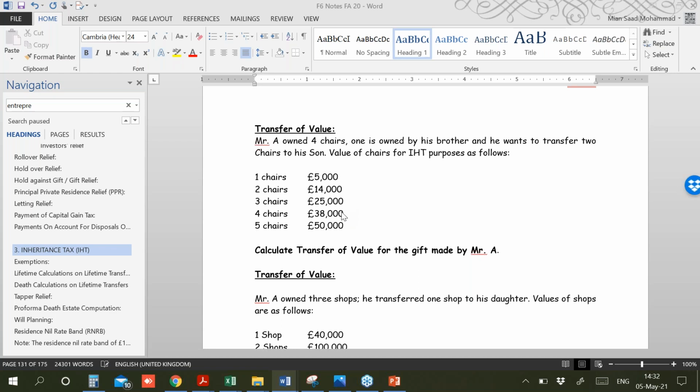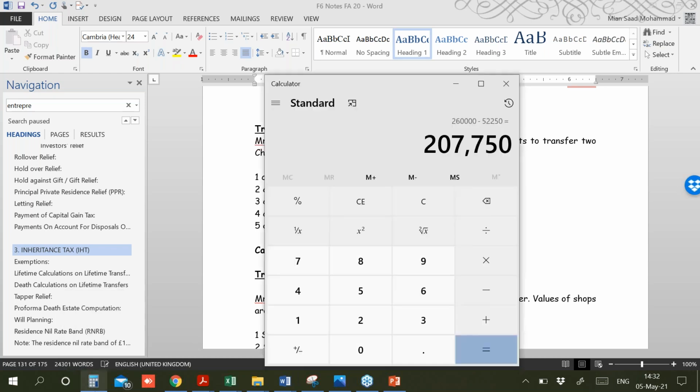If he transferred 2 shares to his son, the value of 2 shares is 14,000, but we'll not be taking 14,000. Rather, we'll be checking the decline in wealth of Mr. A. Before, it is 38,000 because he has 4 shares, and after he has transferred 2 shares, he'll be left with 2 shares. So after the transfer, his wealth is 14,000. So we'll be taking the difference between 38 and 14 rather than taking 14 as a value. The difference, 38 minus 14, is 24. So we'll take 24 as the transfer value rather than 14.